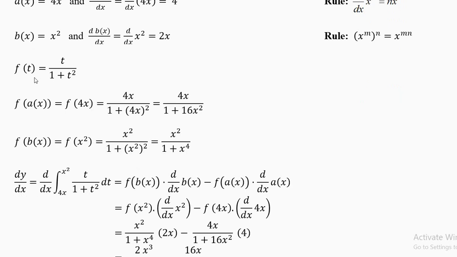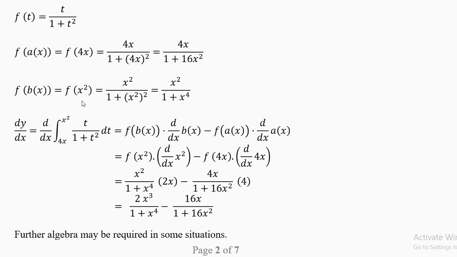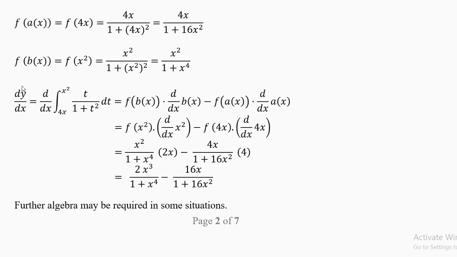Now do the substitution. F of t equal to t over 1 plus t square. A equal to 4x. Now put t equal to 4x, you'll get 4x divided by 1 plus 4x whole square, you'll get 4x divided by 1 plus 16x square. Then do f of x square, you'll get x square divided by 1 plus x square whole square, you'll get x square by 1 plus x power 4. Please look at those examples which we have seen. Now comes the main thing.